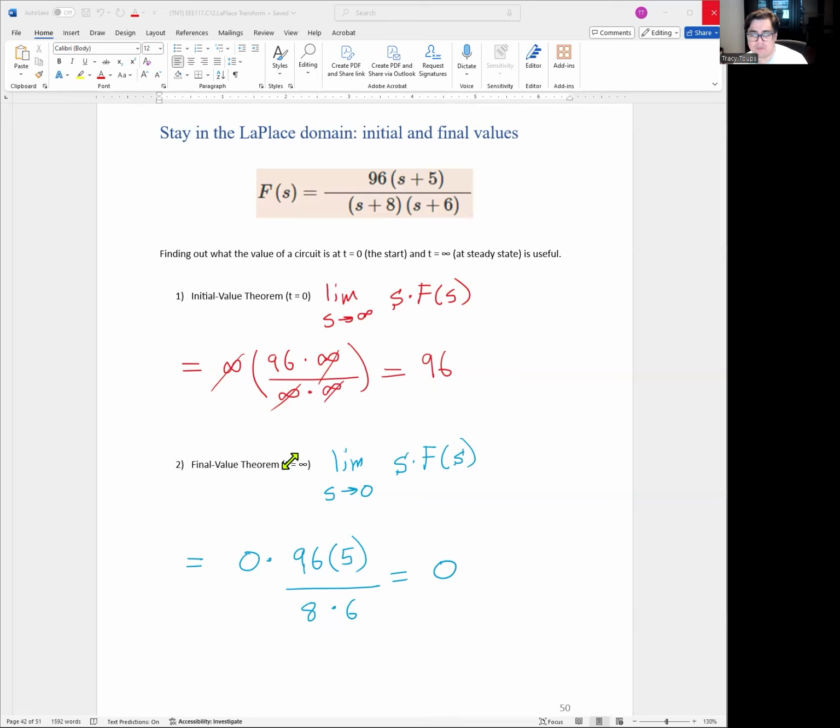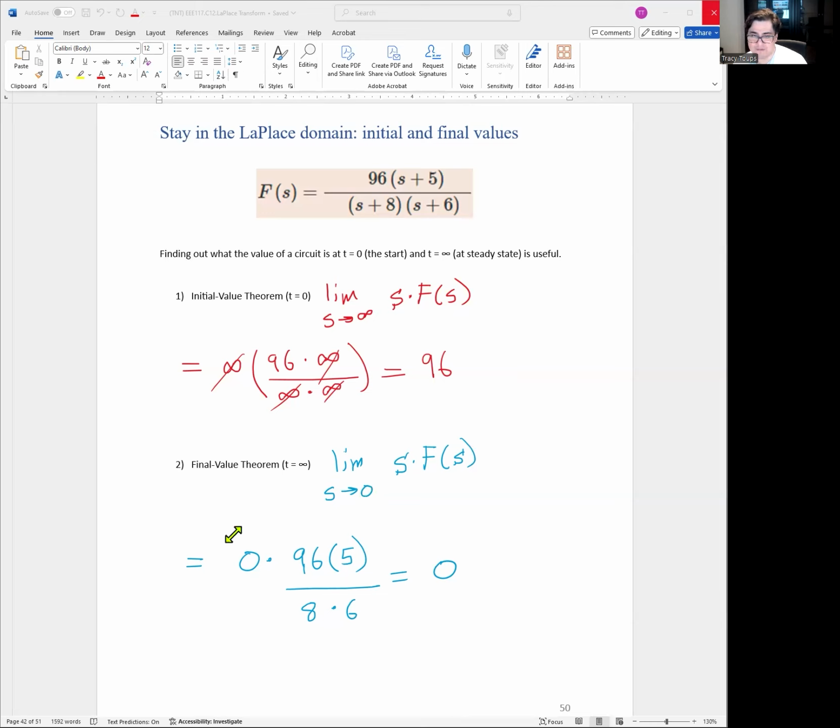Here, if we want to find t equals infinity or a very long time, again, like 5 days or a week, we could literally take the same function F of s, tack on a free s in front, just like we did with the previous one. But this time set the limit as s approaches 0, and what do I get?